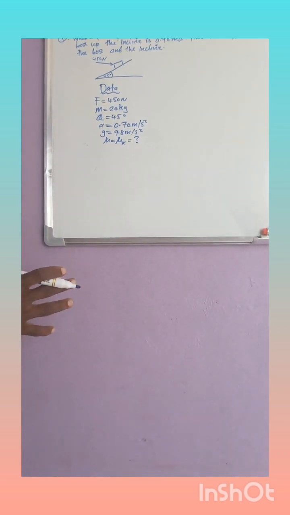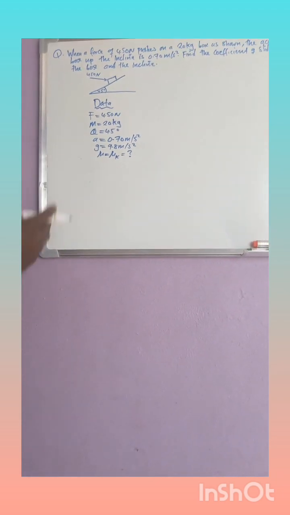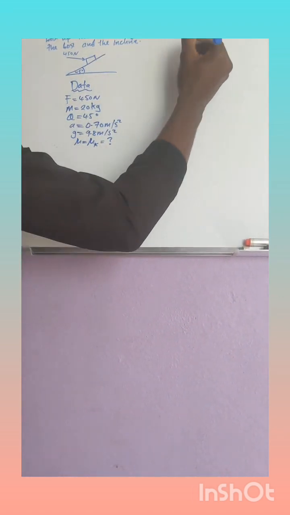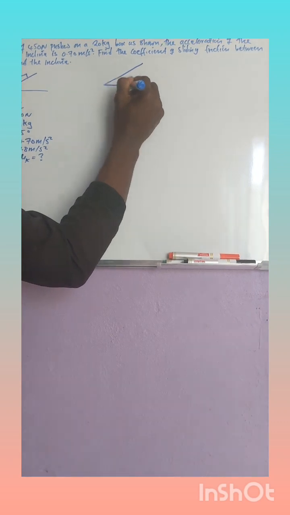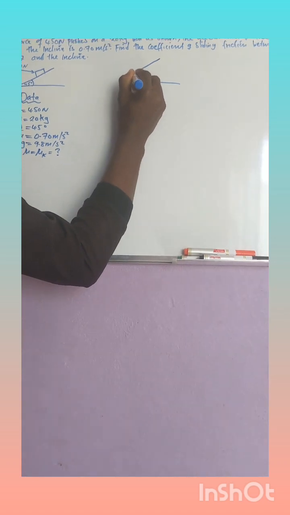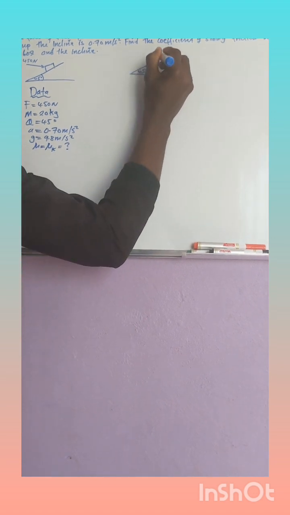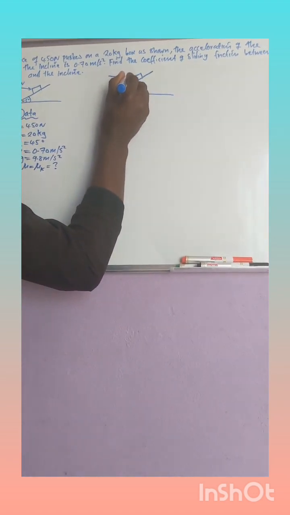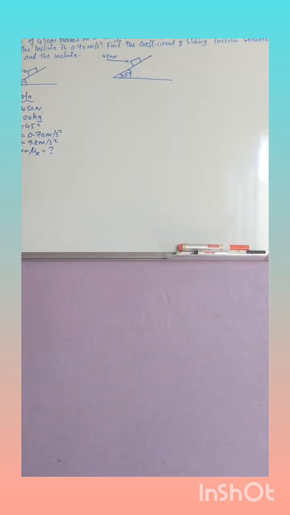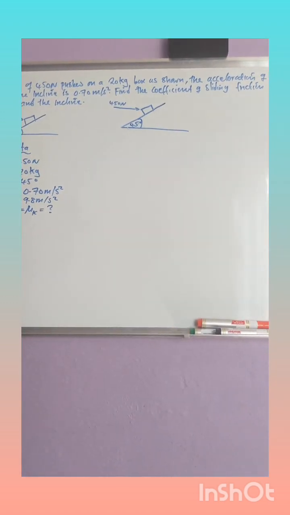So the second step is that we have to show all the forces acting on the inclined plane. To do so, I'm going to draw this here. We have our angle, which is 45. We have our box. We have a force acting on this box. Okay, so now we have forces in the x and the y direction.